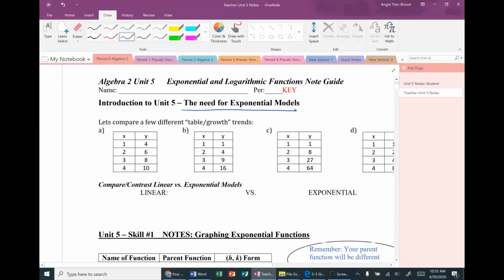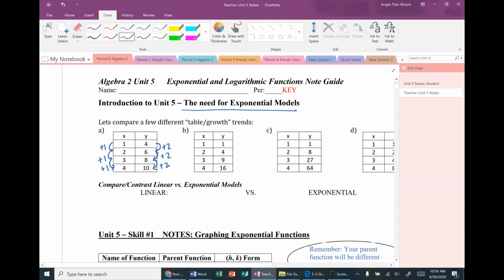Let's compare a few different table/growth trends. Table number 1, you have an input and output table, aka X and Y table. As you can see, the change in the X is a difference of 1, okay? So that means I'm adding 1 from one number to the next to get your subsequent term. Now on the Y, as you can see, I can add 2 to each to get the next Y value.